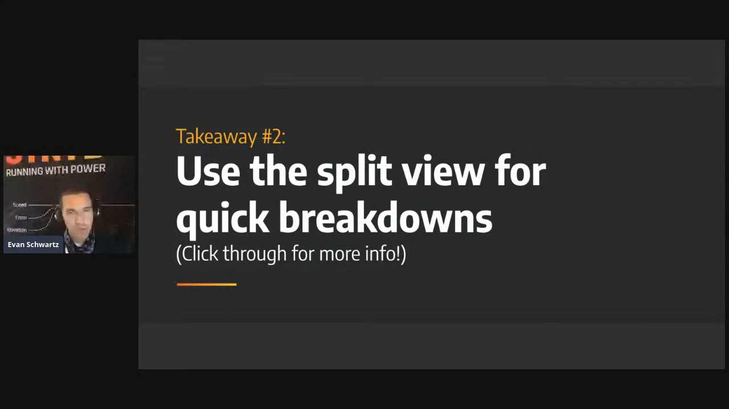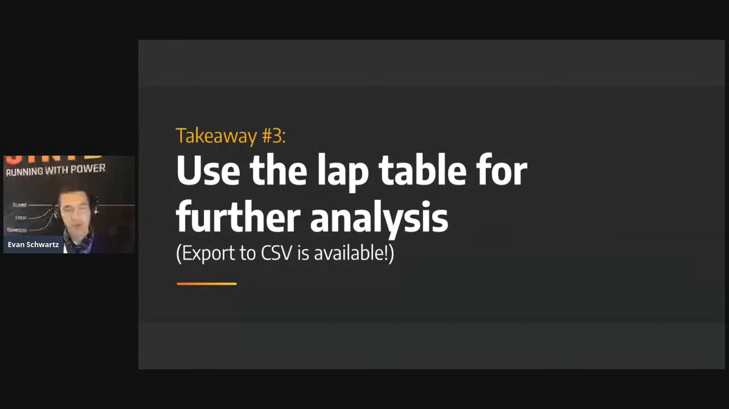Takeaway number 2 is to use the split view for quick breakdowns. So you can easily see, if you have a progression run and you're taking splits each mile or kilometer, a high-level breakdown of the average power, the time it took, the minimum and maximum powers for each of those splits, but you can always click through for more advanced analysis and a more advanced breakdown specifically for that split. And takeaway number 3 is to use the lap table for further analysis.